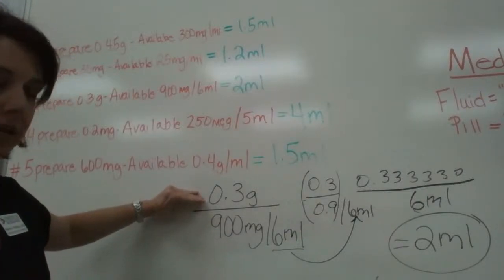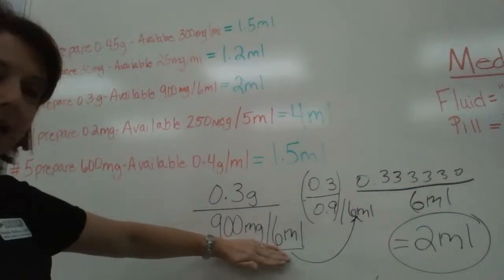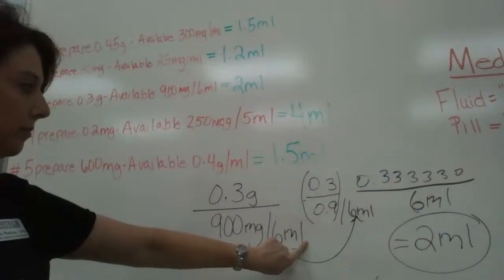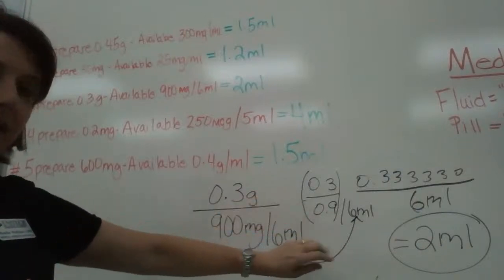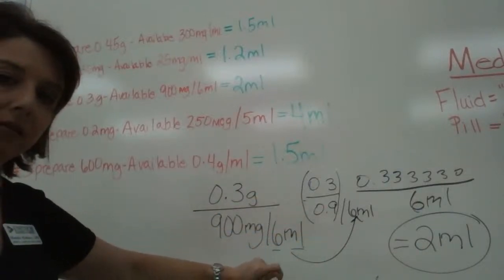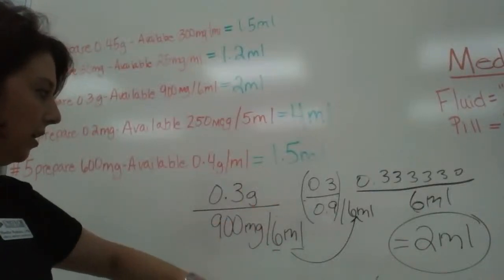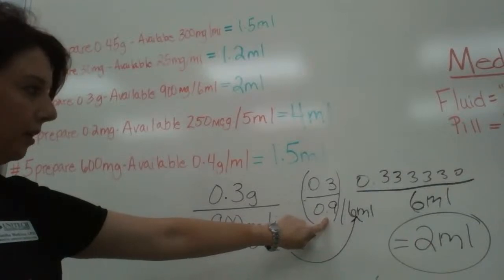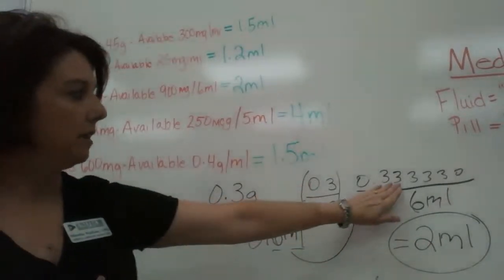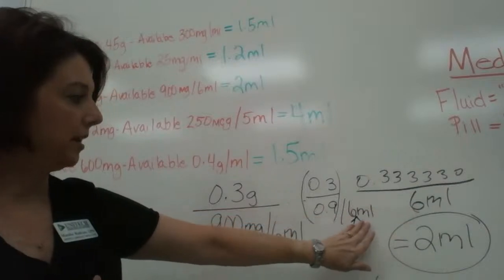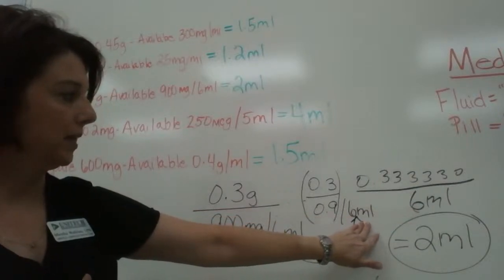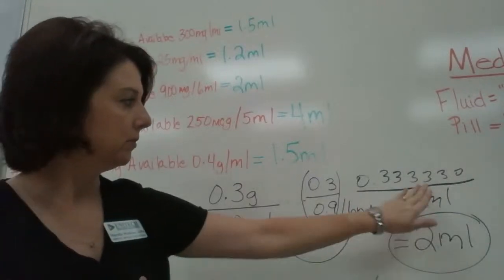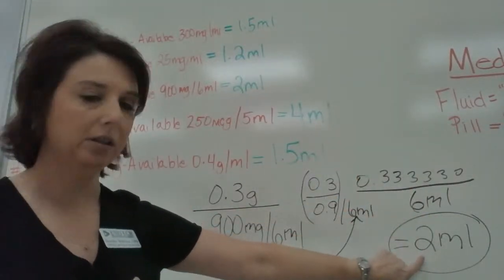So we have what we want divided by what we have on hand. We had to do that extra step because we have the 6 mil here. We know that there's 1,000 milligrams per gram. If we divided 900 into 1,000, that gave us the 0.9. Then we divide it again, and you get this. You have to do that extra step per mil because your syringe is marked in mils, cc's. So once we divide that, your final answer is going to be 2 ml.